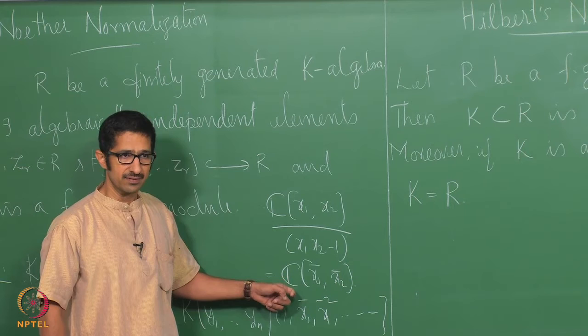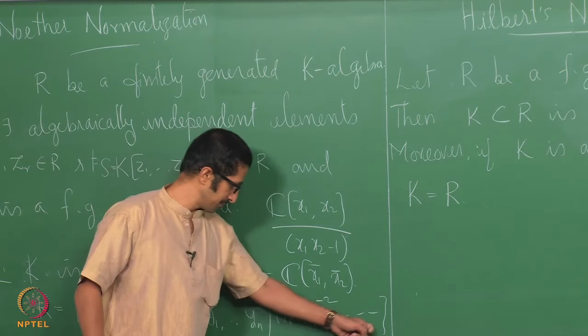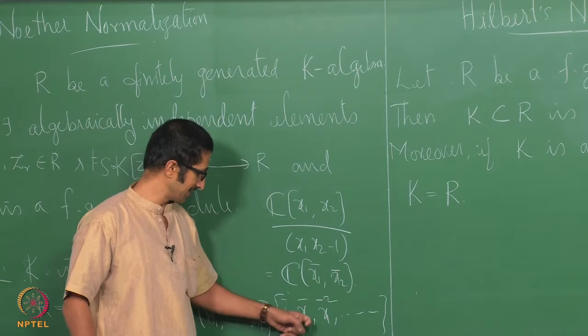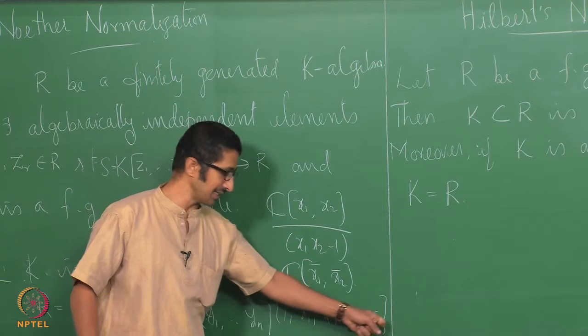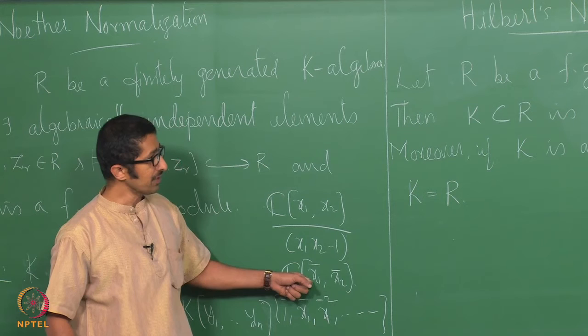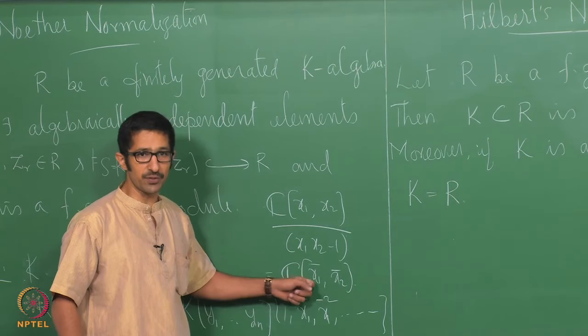right? There is no polynomial that this set x1, x1 square, up to x1 to the n satisfies over C. Not over x1, x2 or anything, over C, this is a linearly independent set. So, therefore, this is not a finite field extension. I mean, of course, this is not a field, but this is not a finite module, I am saying.